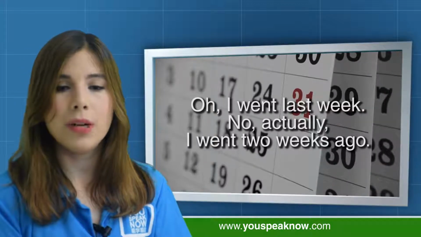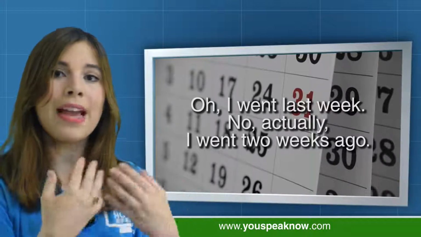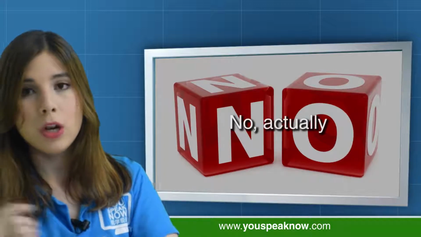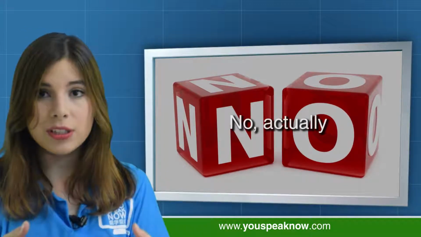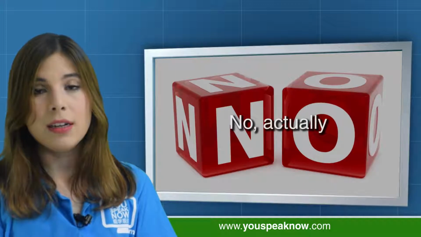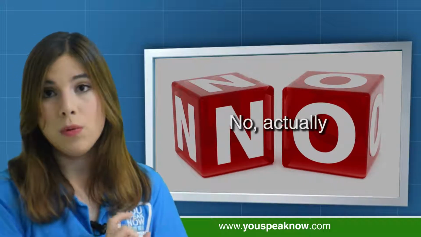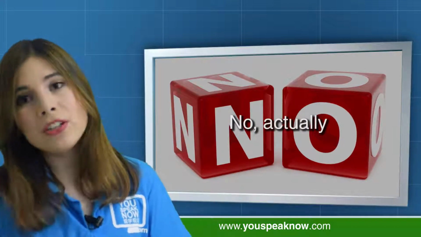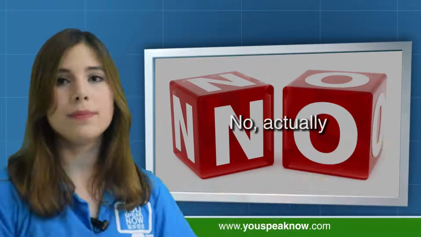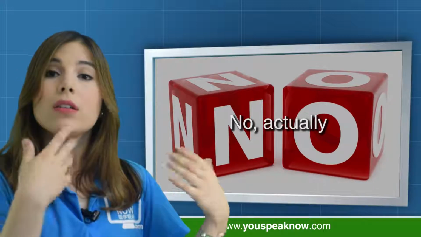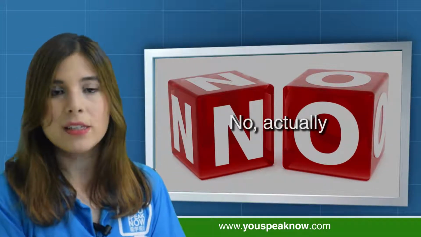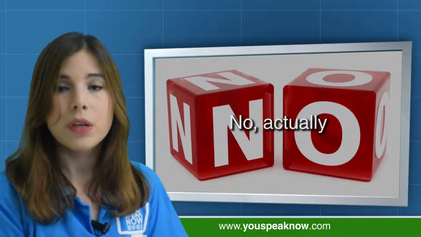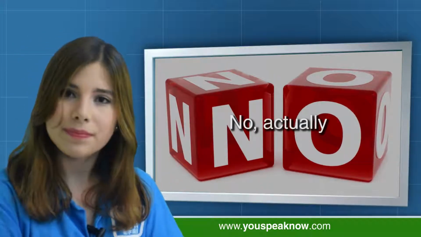Usually, when we use actually to correct ourselves, we use no actually. 如果我们用 actually 改正信息, 我们加 no. 我们也用 no. So, no, actually, blah, blah, blah. So, 250 classes. No, actually, 300. Do you understand?